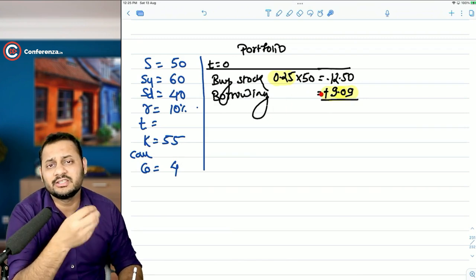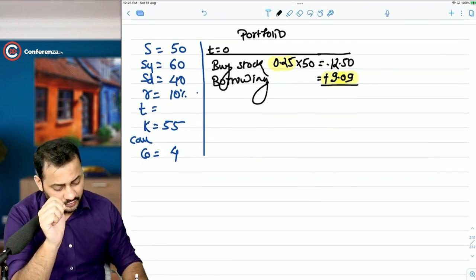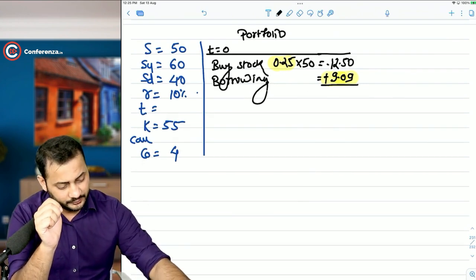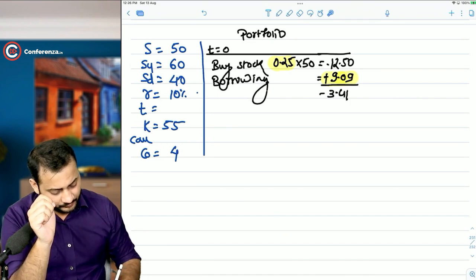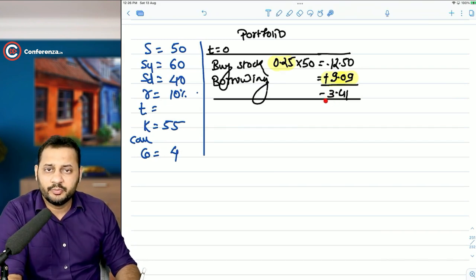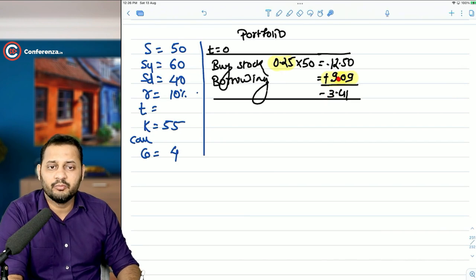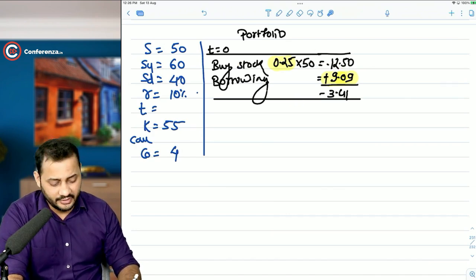But for now, let's just imagine that if we create a portfolio like this, the net investment in the portfolio is 12.50 minus 9.09. That's 3.41 rupees. So I can create this portfolio by just investing 3 rupees 41 paisa, because that is my own investment. I have borrowed 9.09 rupees. The total is 12.50, and I bought 0.25 stock with that amount. So this is how I have created a portfolio.